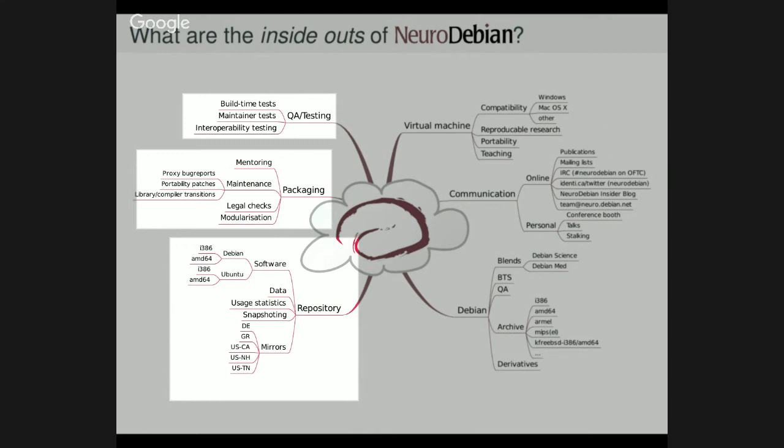We don't have our own installer. You can just take any Debian or Ubuntu release or their derivative, which doesn't rebuild everything but just uses the Ubuntu or Debian archive, and put NeuroDebian on top.